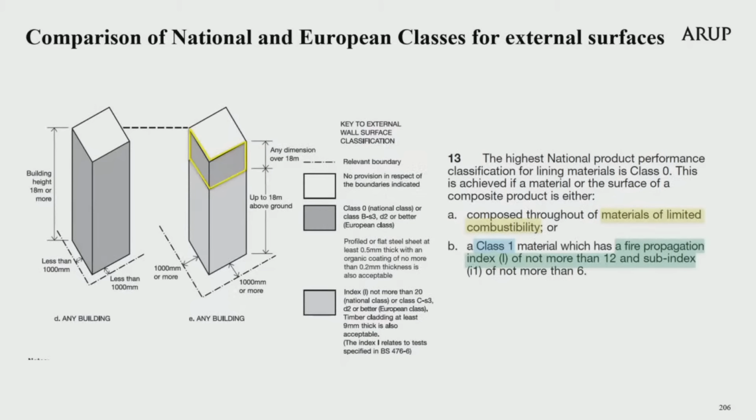But if you look at the national and European classes together for the external surface of the building, this means the surface must either be class 0 or class B S3D2. But the issue is, by definition, using European classifications, class 0 can only be achieved via clause 13A, and so must be class A2, S3D2 or better. This is a higher performance standard than set out in diagram 40, which refers to class B. There is therefore a disparity between the national class designation and the European class designation.